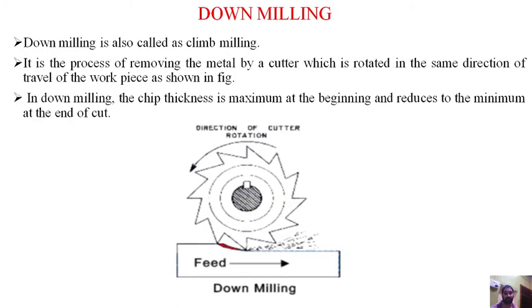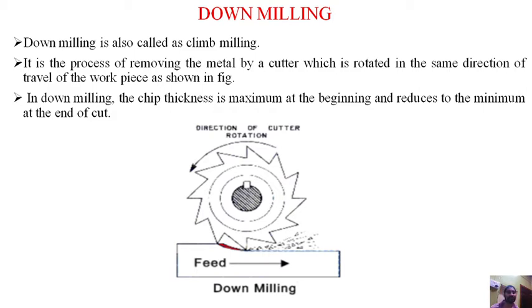So next is down milling. Down milling is the opposite of up milling. In this, the milling cutter removes material from the workpiece by rotating in a direction similar to the direction of movement of the workpiece. So in the case of down milling, the cutter is rotated in the same direction as the workpiece movement.